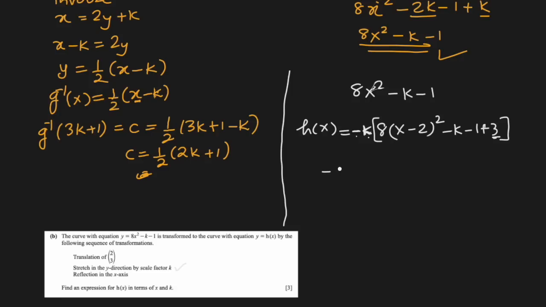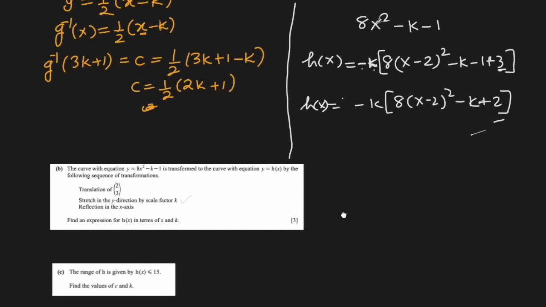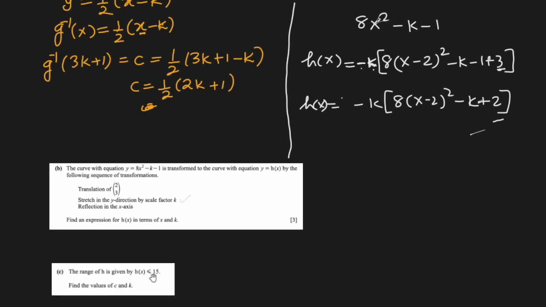Let's simplify this now. Minus k, hx equal to minus k 8x minus 2 whole square minus k plus 2. Yeah, minus 1 plus 3 becomes 2. This is the function hx. Let's see if we have more. Yes, we have. The range of hx basically is given by hx is less than 15. So this one is less than 15. Find the value of c and k.